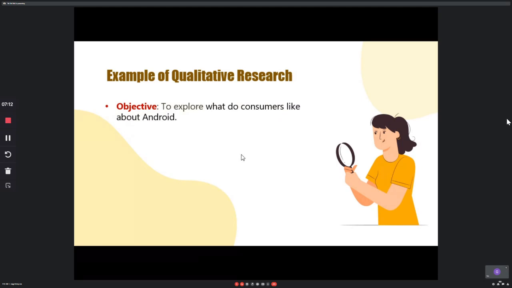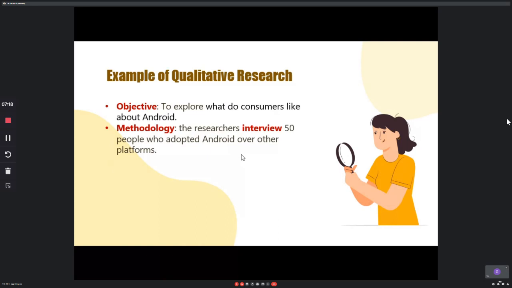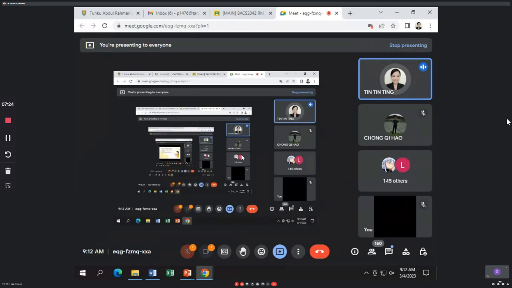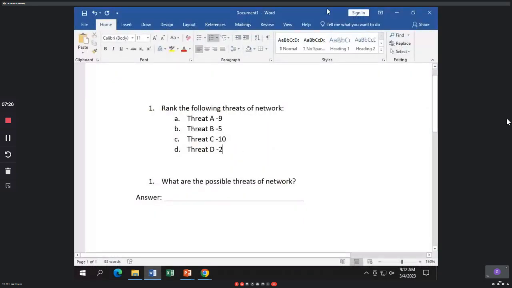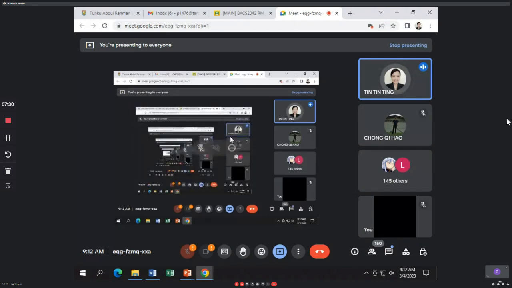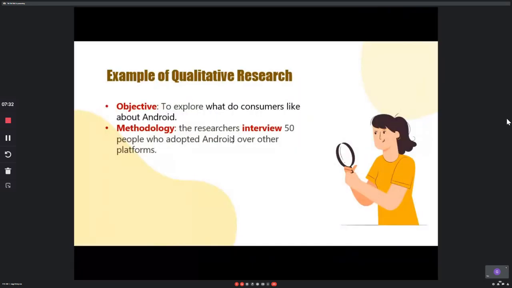to explore what the customers like about Android. Their methodology is to interview 50 people. You can also use a questionnaire, but your questionnaire question will allow them to answer in this format instead of that format. So for qualitative, you can collect data from either a questionnaire or an interview. So 50 people, they are going to interview them.